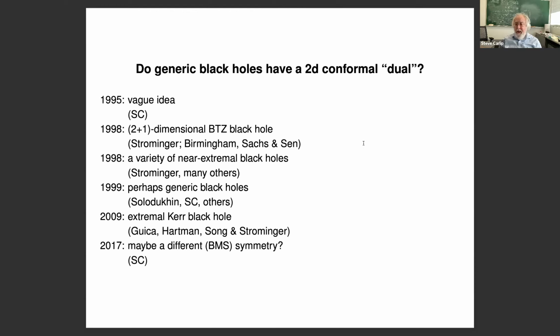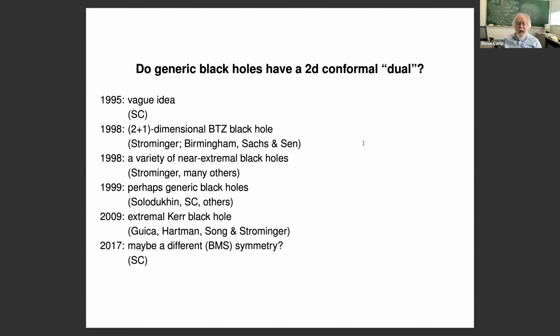Well, there's one generalization that was immediate already in 1998, which is that for a certain class of black holes, near extremal black holes, the near horizon region looks like the BTZ black hole times some fairly trivial additional dimensions. And so you can dimensionally reduce to a BTZ black hole near the horizon, do the same calculation, and you get the right entropy. But those are still exceptional cases.